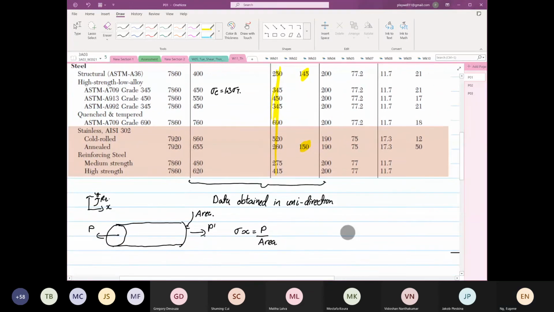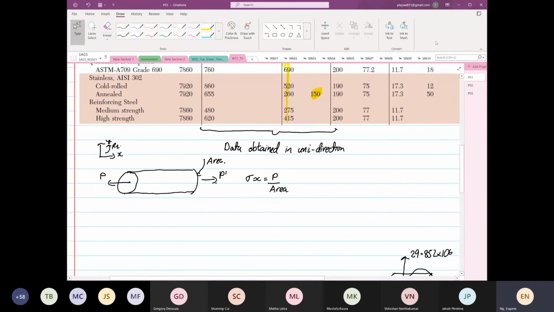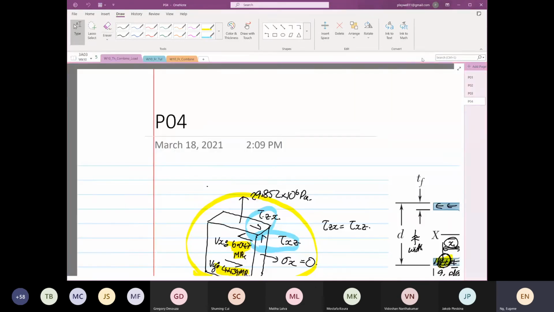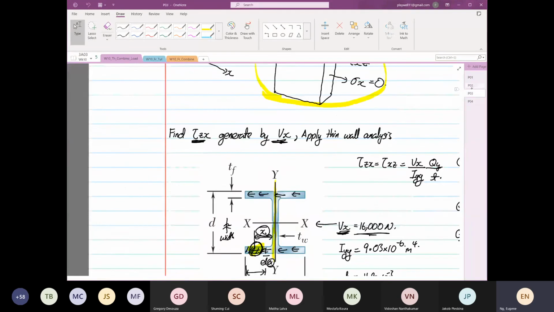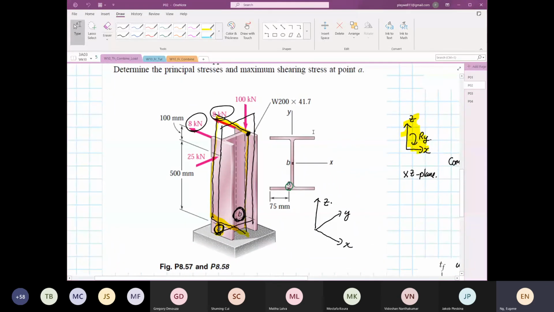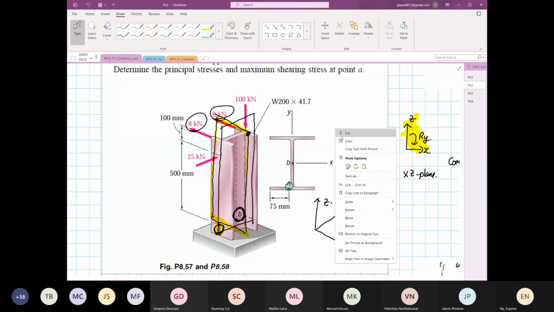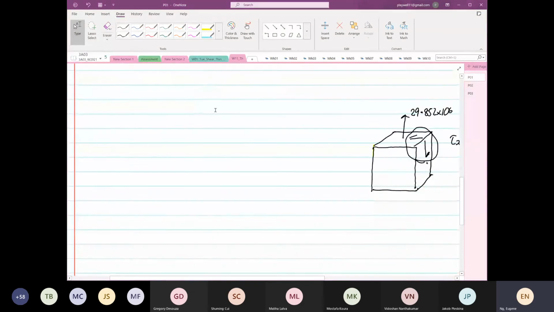Now, if you look at this tensile test, the data is unidirectional. So let's look at an example that we did last week. Let's look at this example. So this is the loading condition. Yeah, let's look at this loading condition.